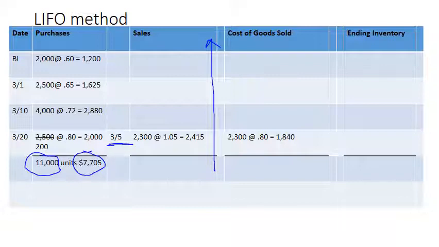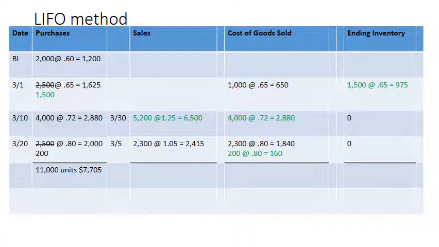So our cost of goods sold, the 2,300 units. Well, we have 2,500. So we're going to take 2,300 of those and put them in cost of goods sold. That means we have 200 left here. So when we move on to the next transaction, now we have it March 30th. We've got 5,200 units that are sold.